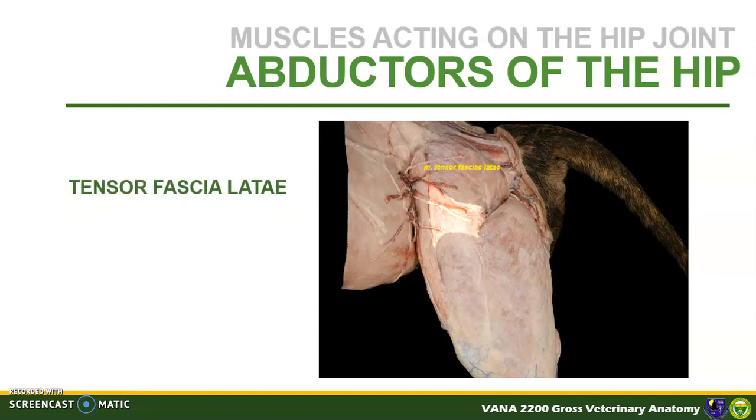Also part of the abductors of the hip is the tensor fascia latae. It is a strong, fan-shaped muscle which extends from the tuber coxae to the lateral femoral fascia. It attaches to the patella. In addition to abducting the hip joint, this muscle flexes the hip joint and also extends the stifle.